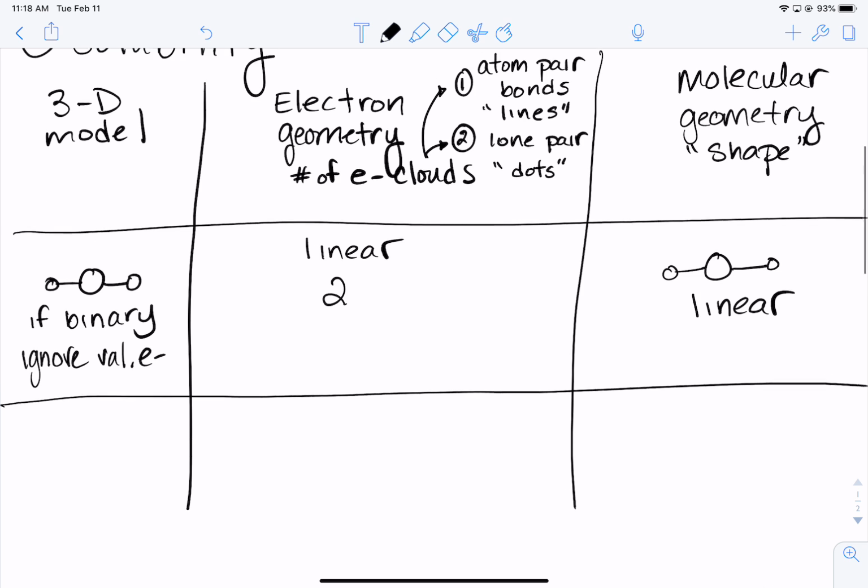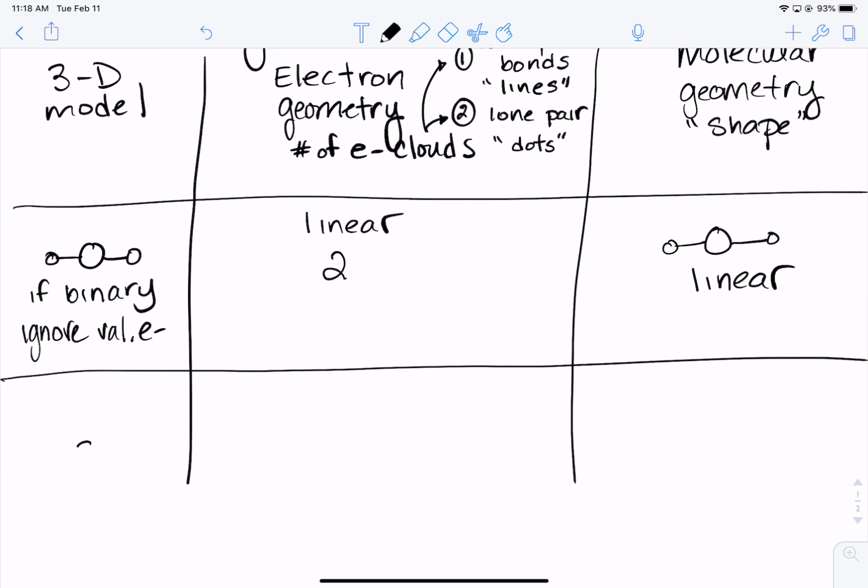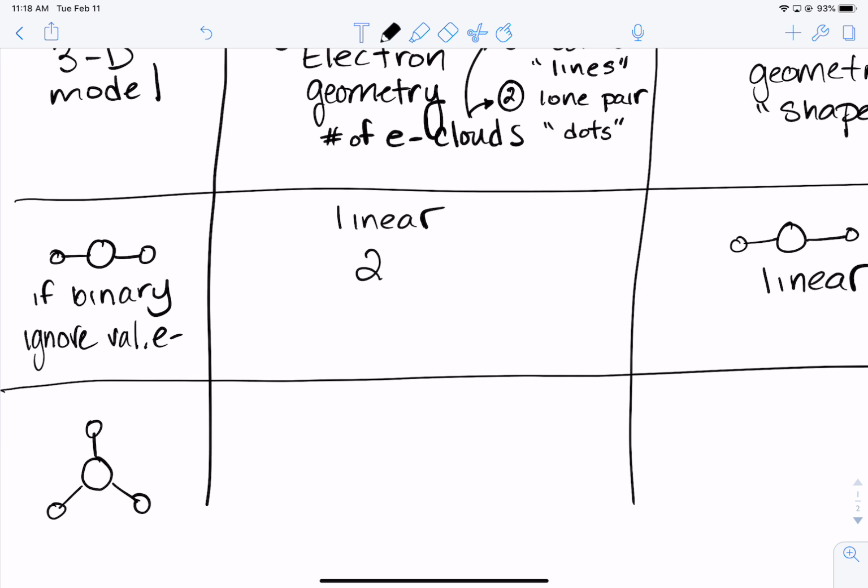The next type of model is when you have a central atom with 1, 2, 3 things. Oh, I forgot to tell you what the bond angle is for this. What is the angle right here? What is an angle that's like this? 180. Good.